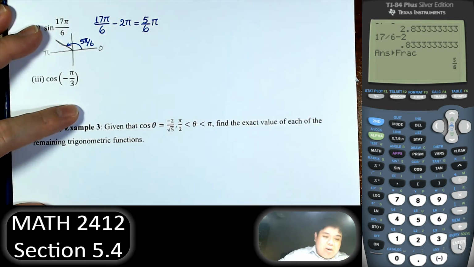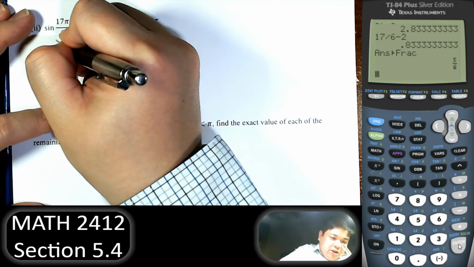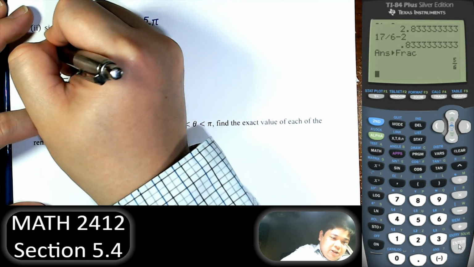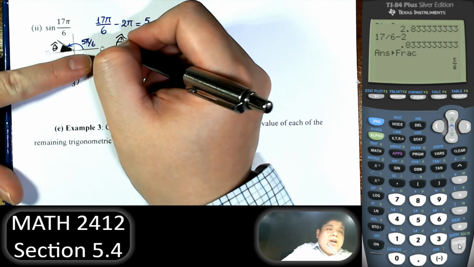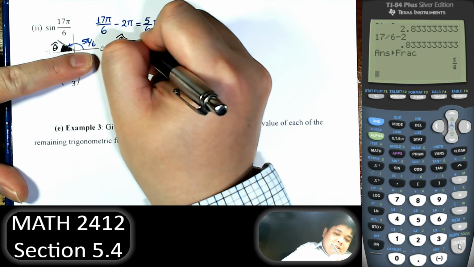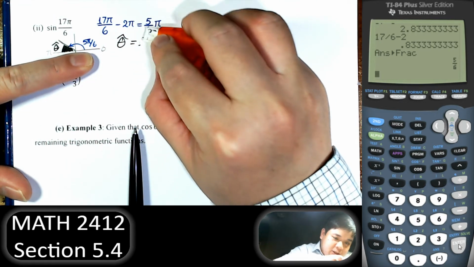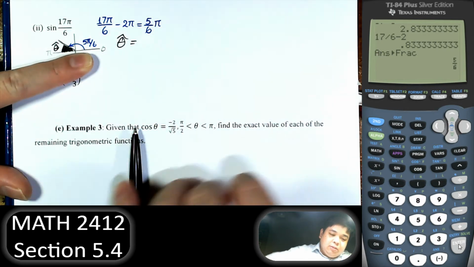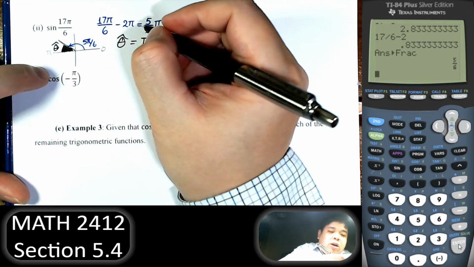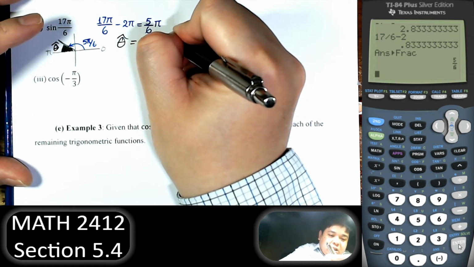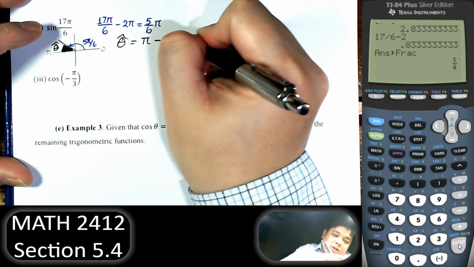So if we take the terminal ray formed with the negative x-axis, we have this as the reference angle. So for the reference angle, the whole thing is 180 or pi. Subtract 5 pi over 6. That gives us pi over 6.